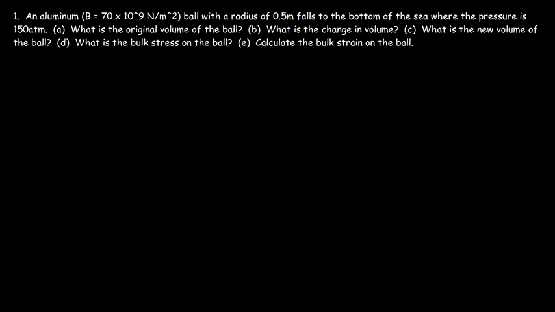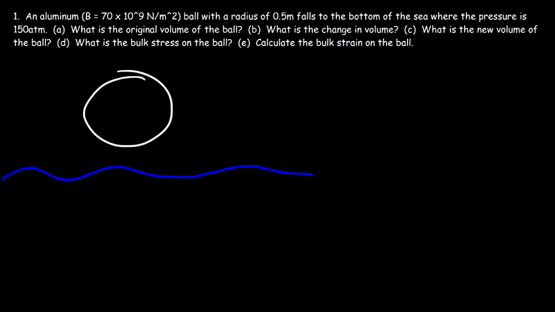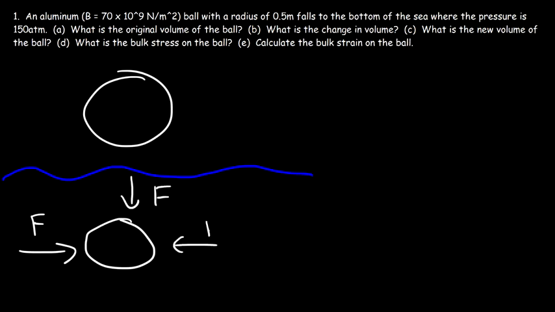Now let's work on this problem. An aluminum ball with a radius of 0.5 meters falls to the bottom of the sea where the pressure is 150 atm. That is atmospheric pressure. And we're given the bulk modulus of aluminum. And so we need to find the original volume of the ball. So let's say this is the ball before we drop it into the sea. Once we put it into the sea, it's going to get smaller. Due to the very high pressures at the bottom of the sea, the fluid is going to exert a force on the ball from all directions, causing it to shrink in size.